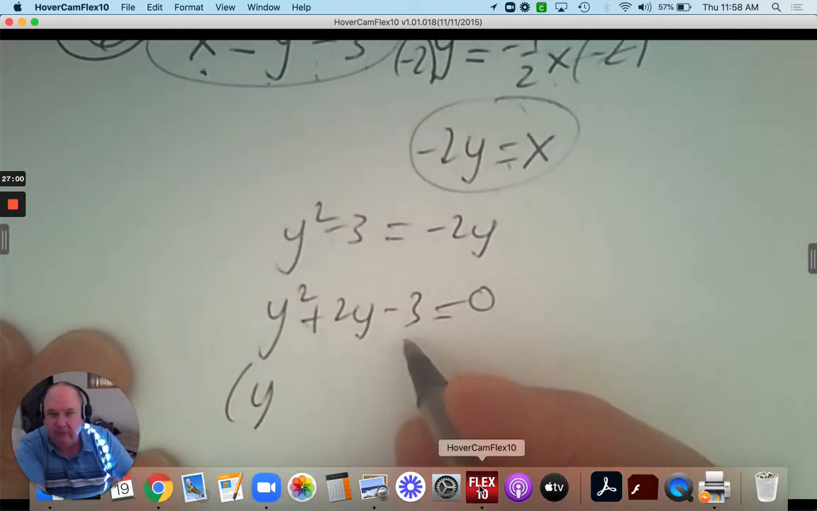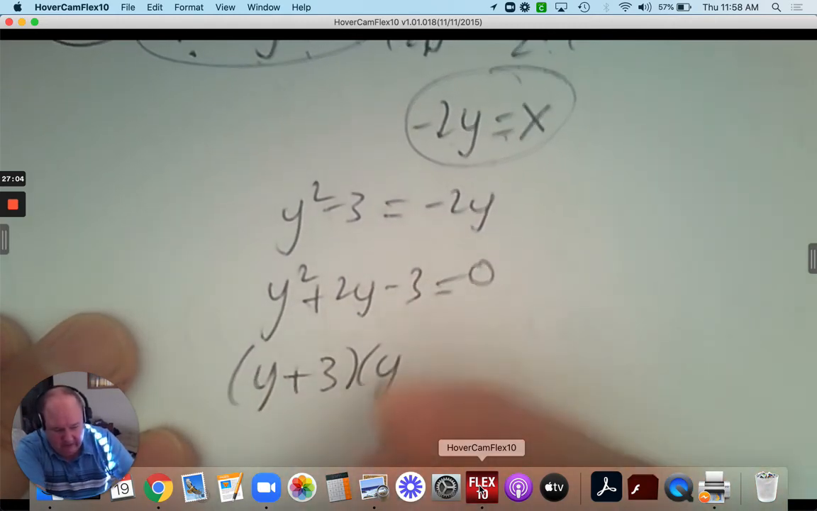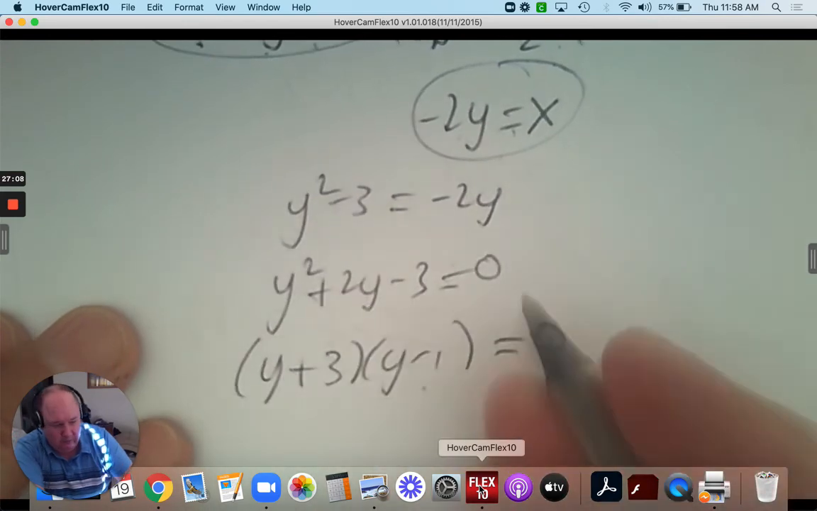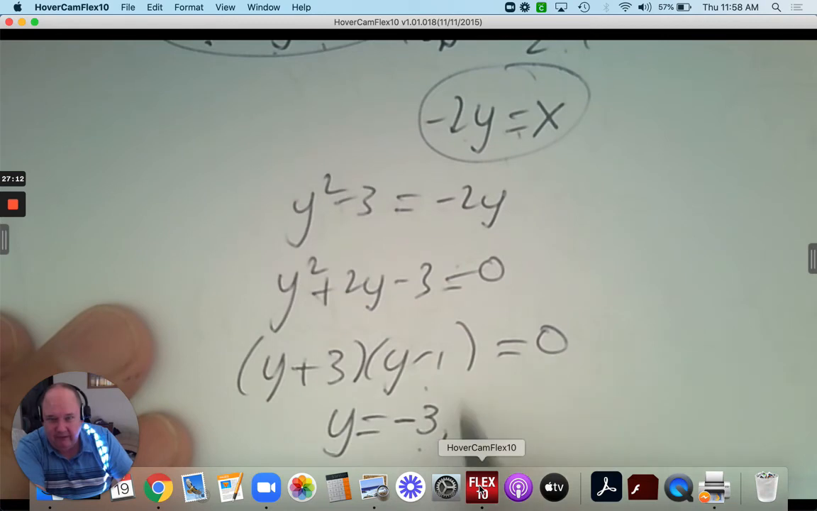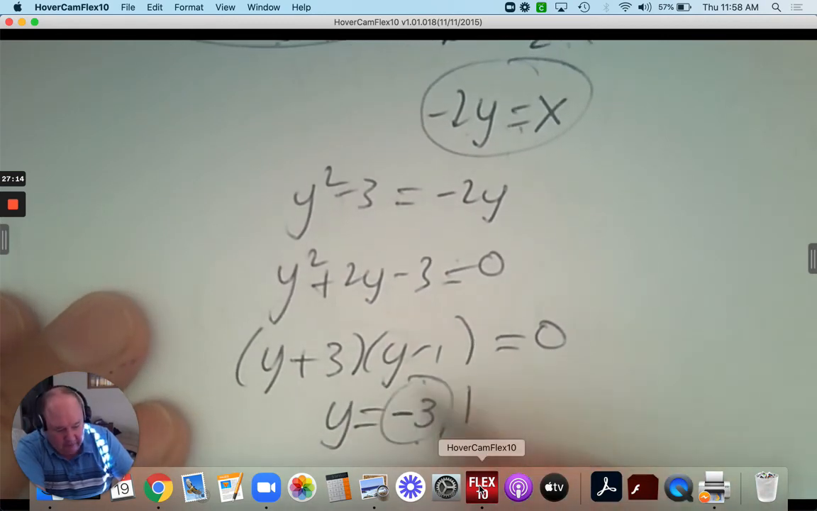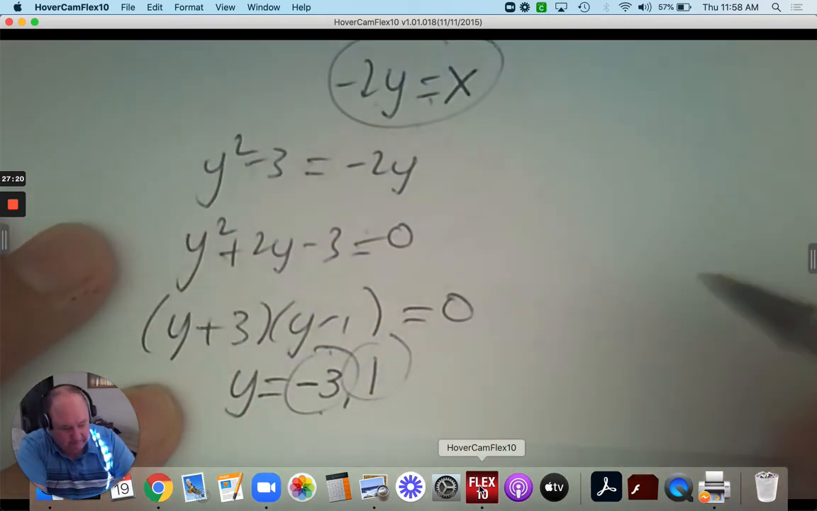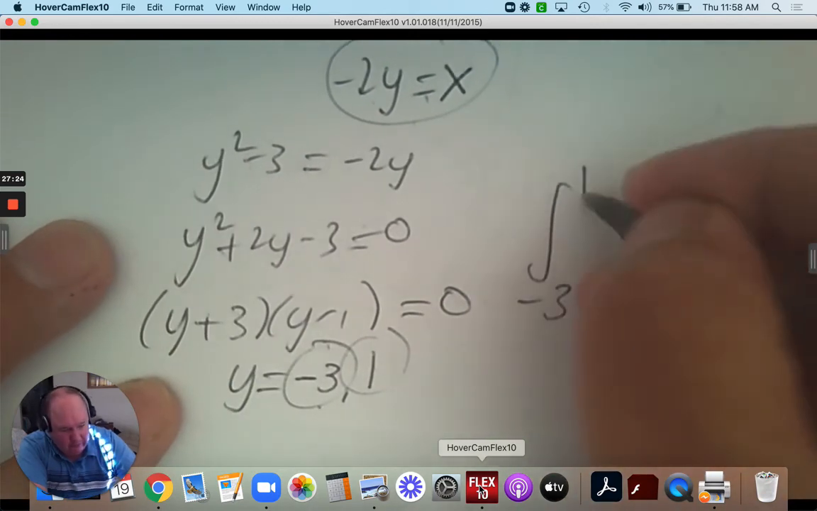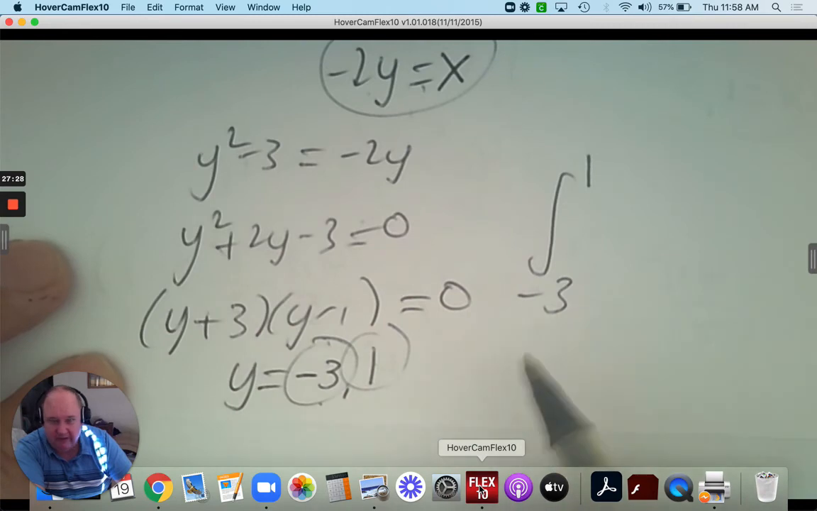The two numbers that multiply to negative 3 and add to 2 would be plus 3 and negative 1. So the two solutions, the bounds, would be negative 3 and positive 1. That's my lower bound and my upper bound. It just happens that the graph is sideways. So it goes from negative 3 to 1, but now we're finding area sideways, where it's right to left.